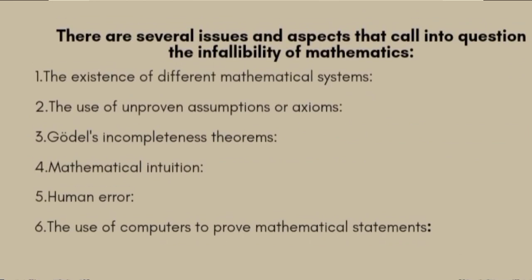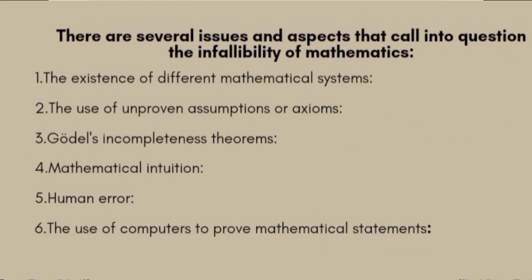Number 2, the use of unproven assumptions or axioms. Many mathematical proofs rely on assumptions that may not be rigorously proven, and thus the proof built on them is only as certain as the assumption itself. Number 4, mathematical intuition. The concept of mathematical intuition, which is the ability to sense the truth or falsity of a mathematical statement without a formal proof, raises questions about the objective nature of mathematical truth and the role of subjectivity in mathematical certainty.